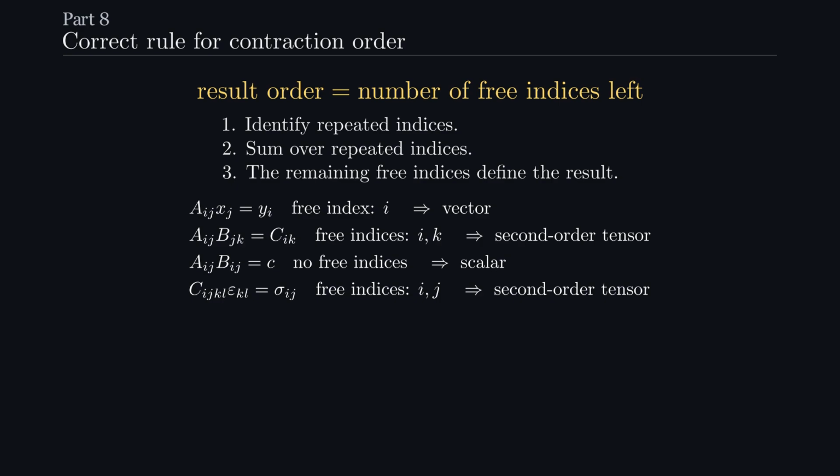For Aij Bij, both i and j are contracted. No free index remains, and the result is a scalar. For Cijkl epsilon kl, k and l are contracted. i and j remain, and the result is sigma ij, a second-order tensor.